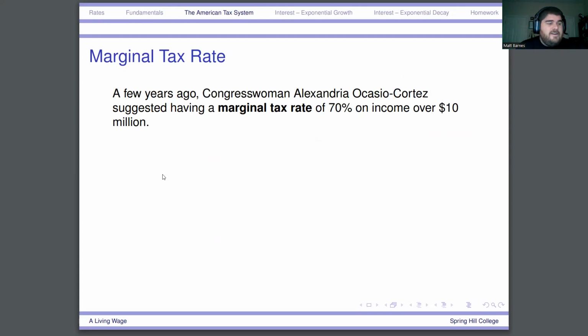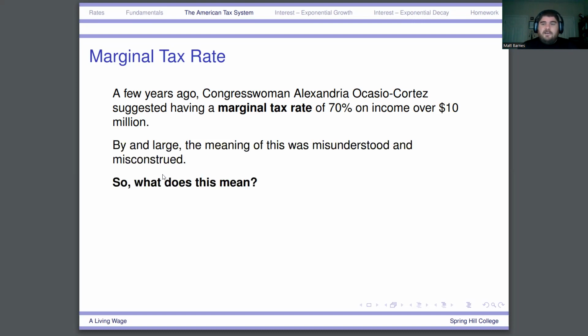So here is a very relevant example. This was a few years ago. Congresswoman Alexandria Ocasio-Cortez, or AOC as she's commonly referred to, suggested having a marginal tax rate of 70% on income over 10 million. So regardless of your feelings on this, what we want to do is use the mathematics we have to give us all the information we need to make a decision. The mathematics itself is not going to make the decision for us, but we want to be as informed as possible when we make this decision.